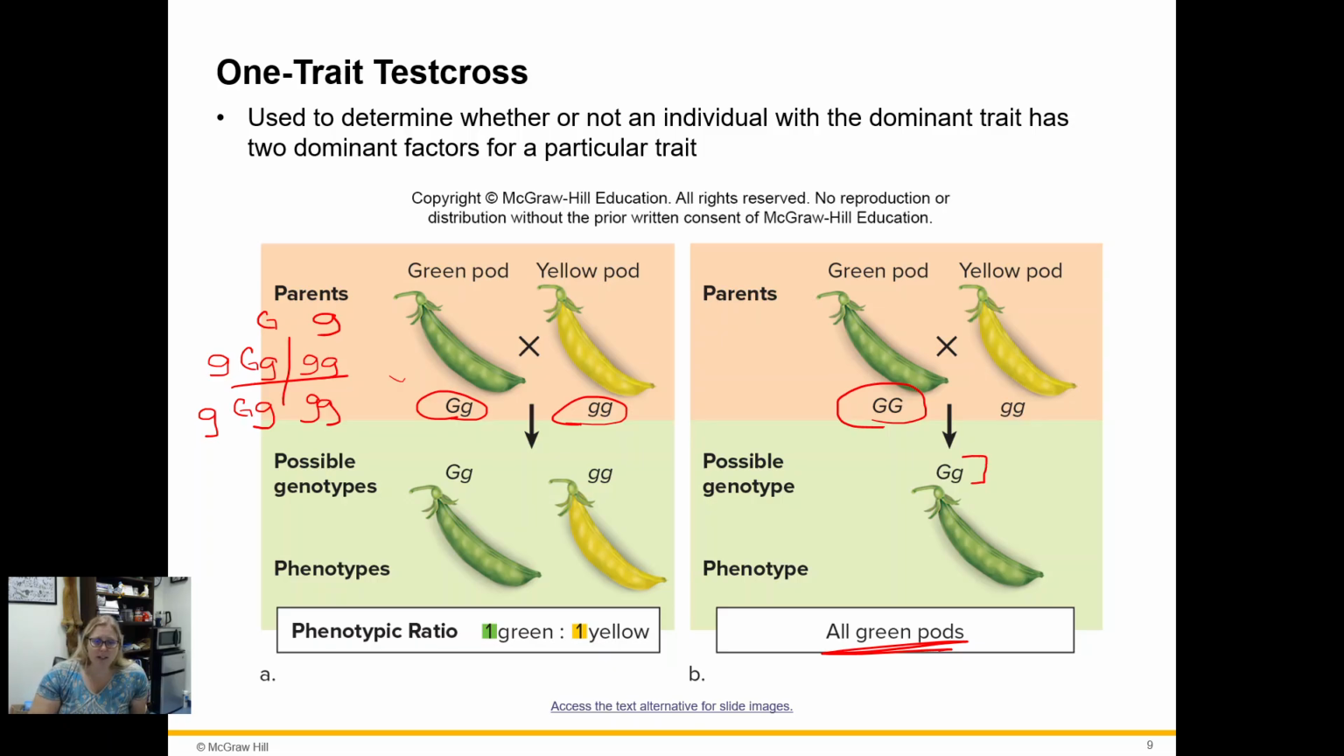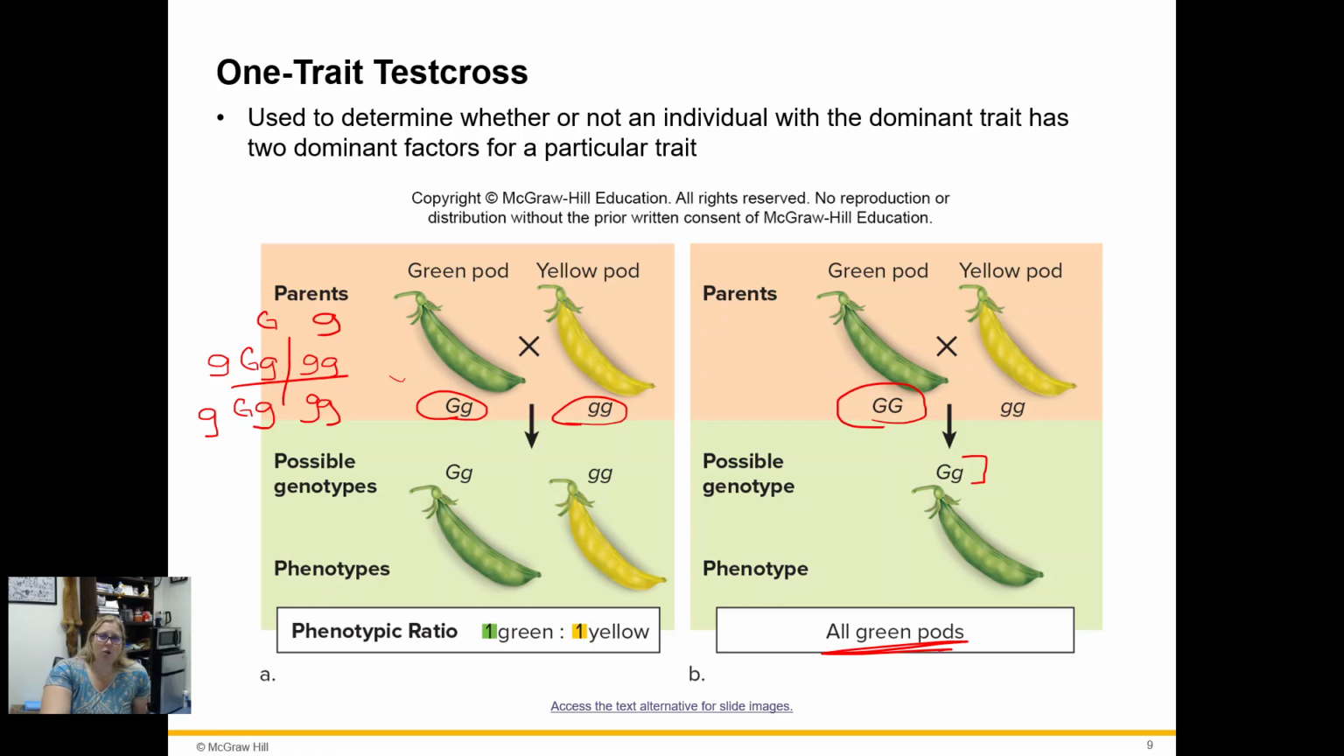If you need more practice with Punnett squares and determining phenotypic and genotypic ratios, there are worksheets available on Canvas. I would suggest doing that, as well as watching the Amoeba Sisters Heredity playlist, specifically their one on monohybrid Punnett squares. Okay? What did this do, though?